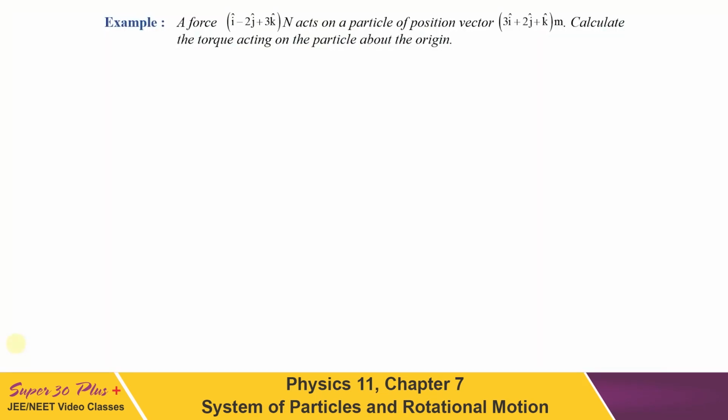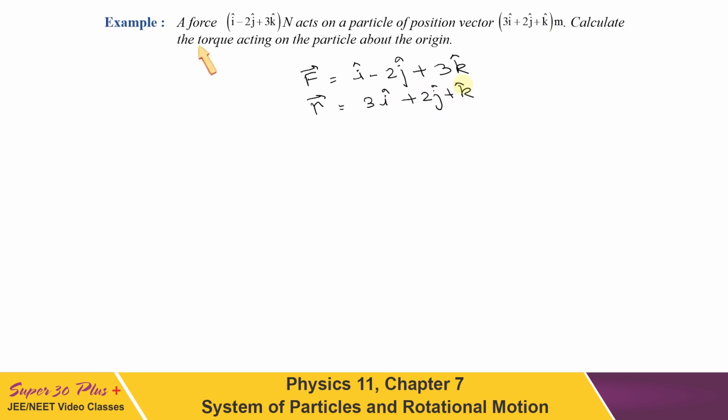So let's get started. We already learnt about torque, what it is and how it is mathematically calculated. So first I will start with an example of calculation of torque and then we'll proceed further. In this example, a force is given, the vector representation of force is i minus 2j plus 3k, and the position vector is given as well, that is 3i plus 2j plus k. So force and position vector both are provided.